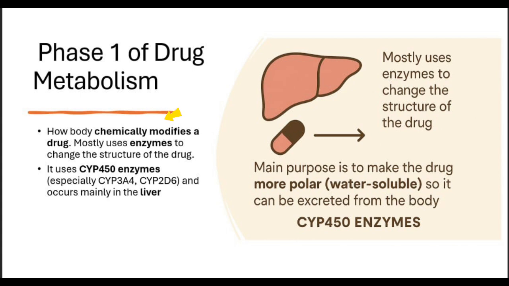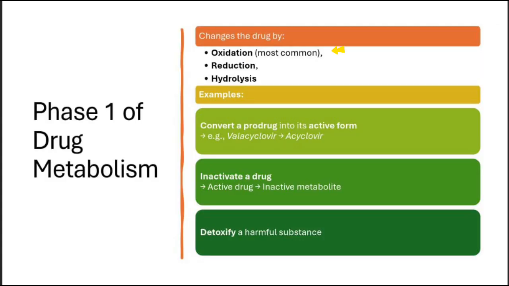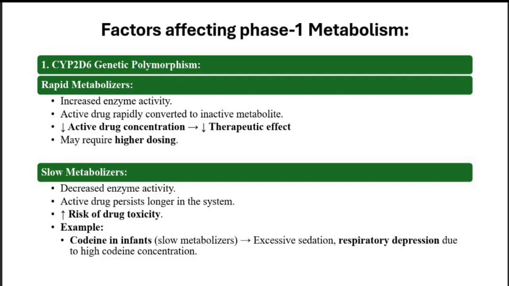Mostly uses enzymes to change the structure of the drug, like CYP450 enzymes, especially CYP3A4, CYP2D6, and this occurs mainly in the liver. Changes the drug by oxidation, most common, reduction, hydrolysis. Example: convert a prodrug into its active form, e.g. valacyclovir to acyclovir. Inactivate a drug, active drug to inactive metabolite. Detoxify a harmful substance.